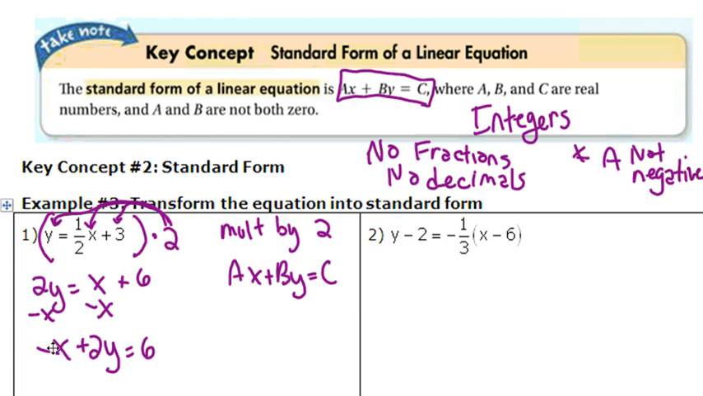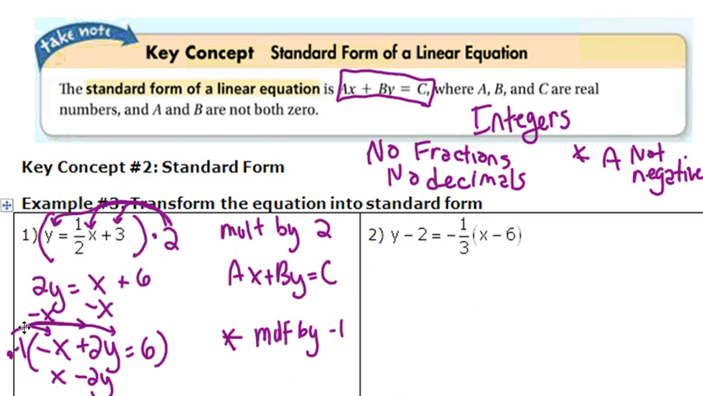What I'm going to do here is get rid of the negative x. The way I can get rid of a negative sign is to multiply by -1. And again, since it's an equation, everything has to get multiplied. So -1 times negative x is a positive x. -1 times 2y is a negative 2y. And -1 times 6 is -6. So my final answer is x minus 2y equals -6.